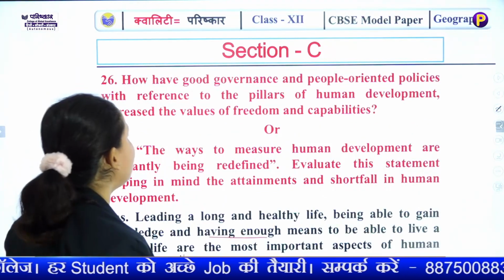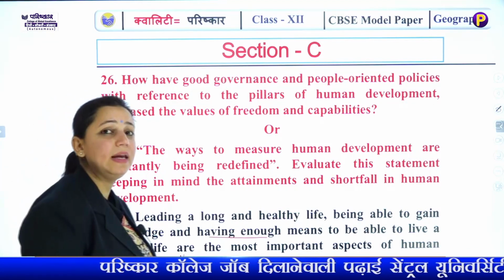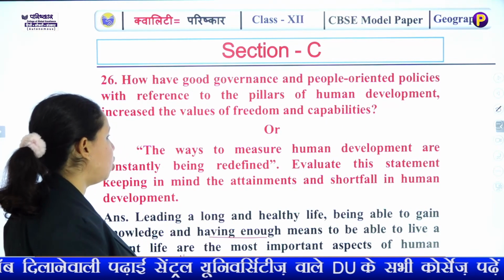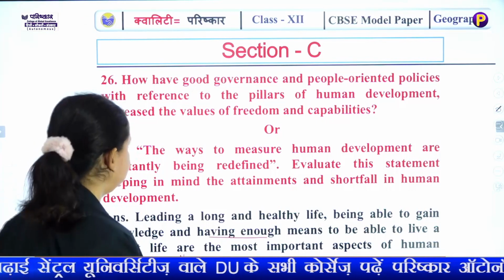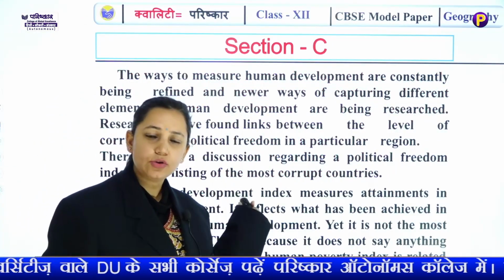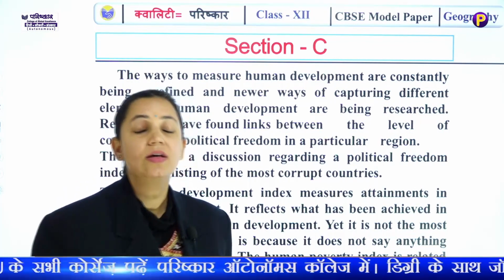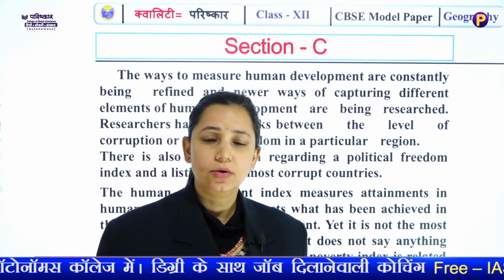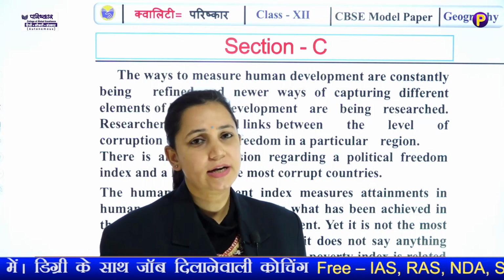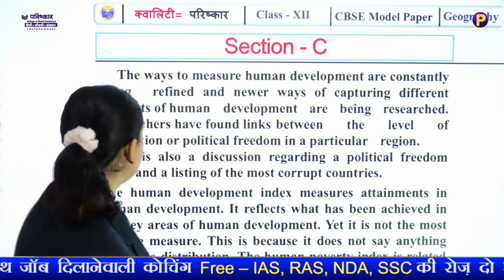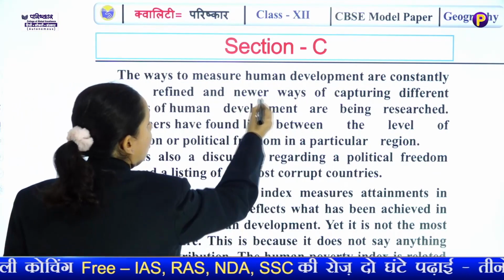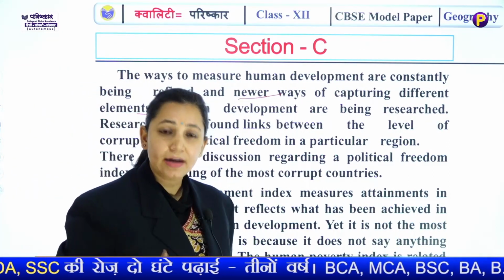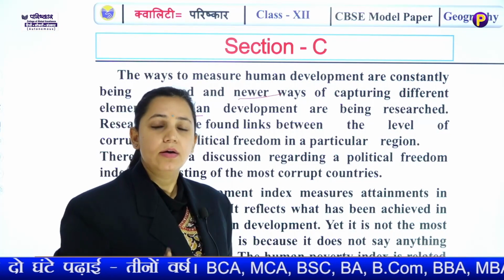What was the question? The ways to measure human development are constantly being redefined. Evaluate this statement keeping in mind the attainment and shortfall in human development. Now, looking at the question, what it was saying is that the Human Development Index is being revised and redefined with changing time. The United Nations is revising the parameters of the Human Development Index, and finding new ways of capturing different elements of human development. With time, new elements are coming in and some are being eliminated.